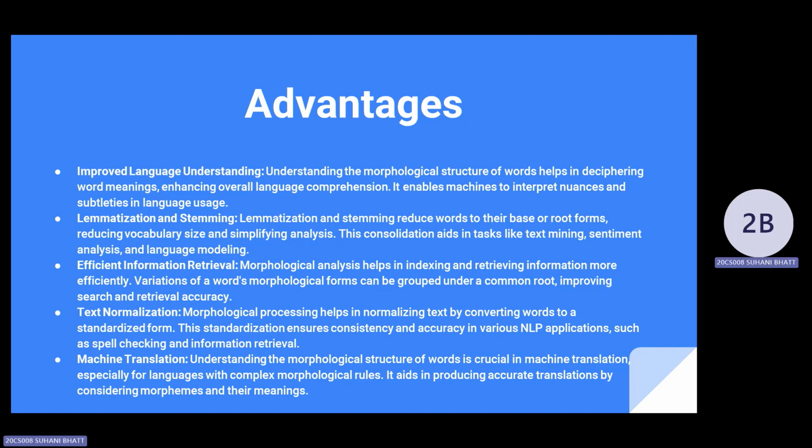Fourth is text normalization. Morphological processing helps in normalizing text by converting words to a standardized form. This standardization ensures consistency and accuracy in various NLP applications such as spell checking and information retrieval. Fifth is machine translation. Understanding the morphological structure of words is crucial in machine translation, especially for languages with complex morphological rules. It aids in producing accurate translations by considering morphemes and their meanings.